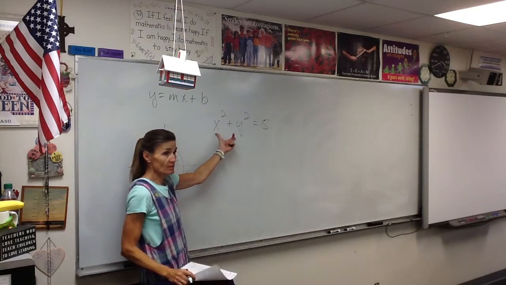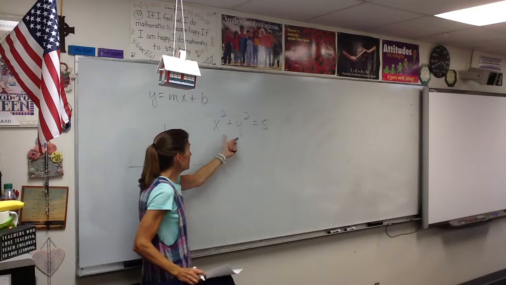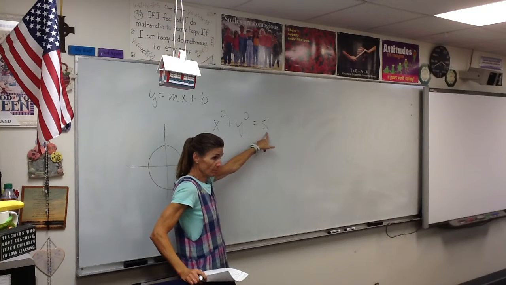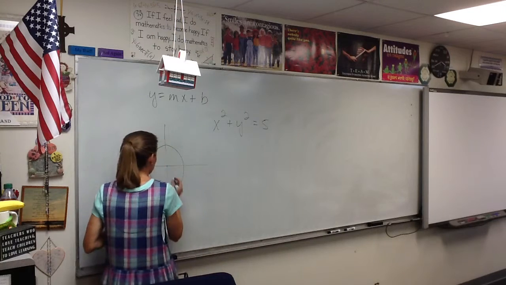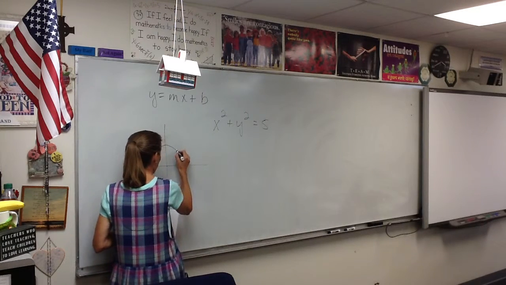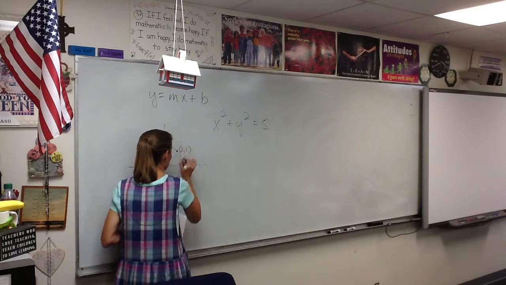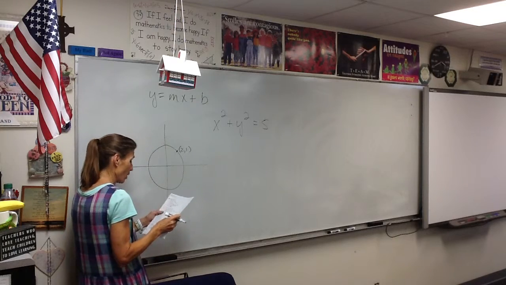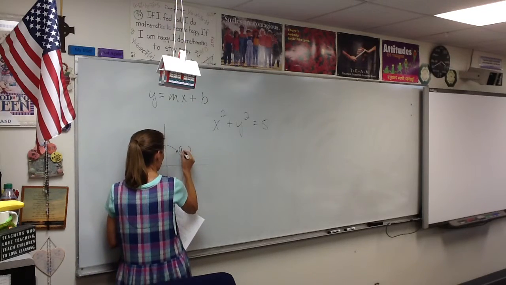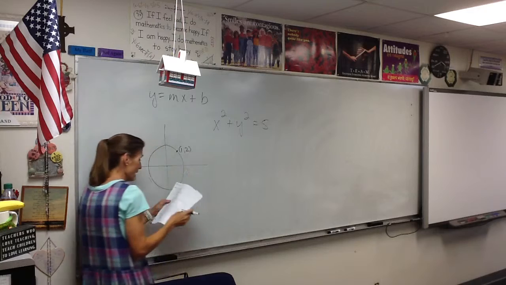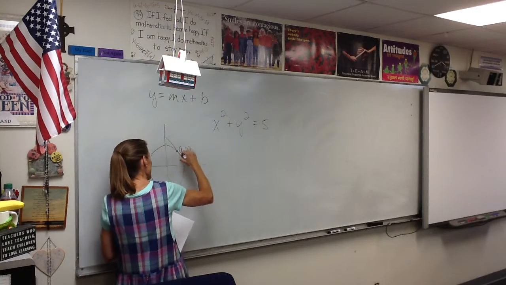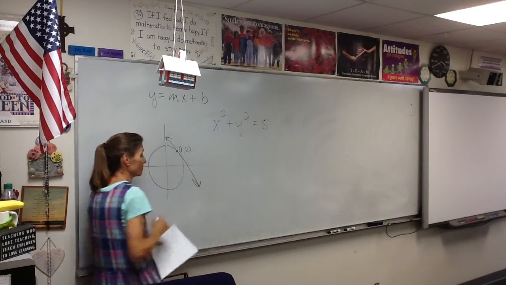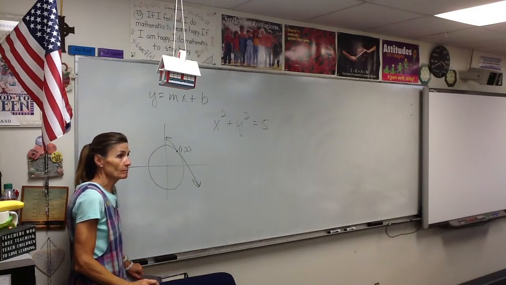Where's the center of that circle? The origin. What's the radius of that circle? Root 5, not that it matters, but that's what it is. So there's this point 2, 1 on the circle. Oh, 1, 2 on the circle. And I want to write the equation of the line tangent. So that's the line I'm looking for. Would you agree with that?